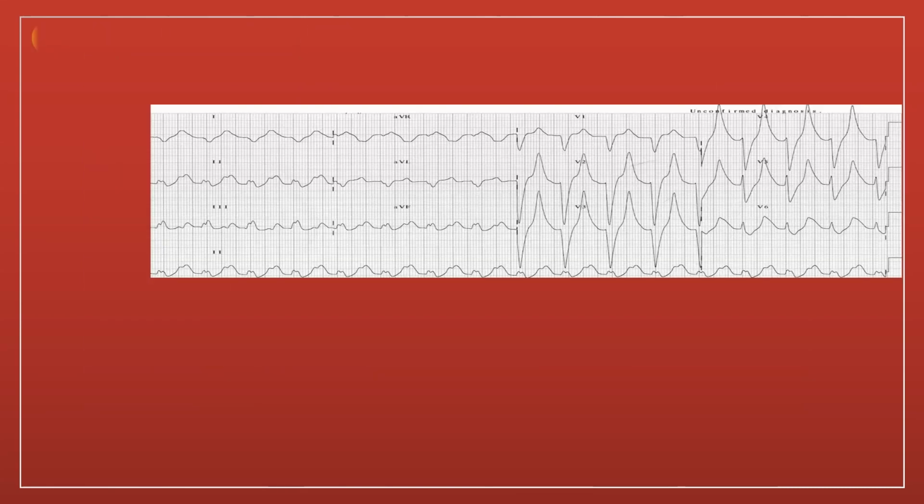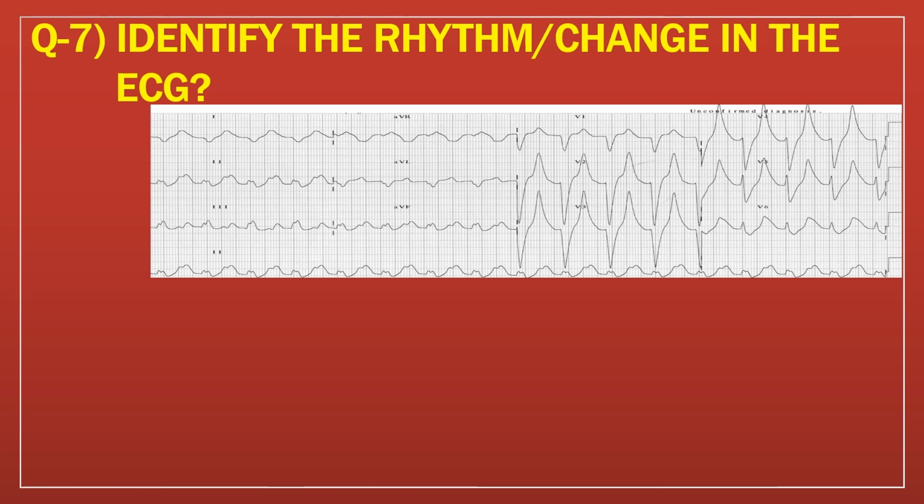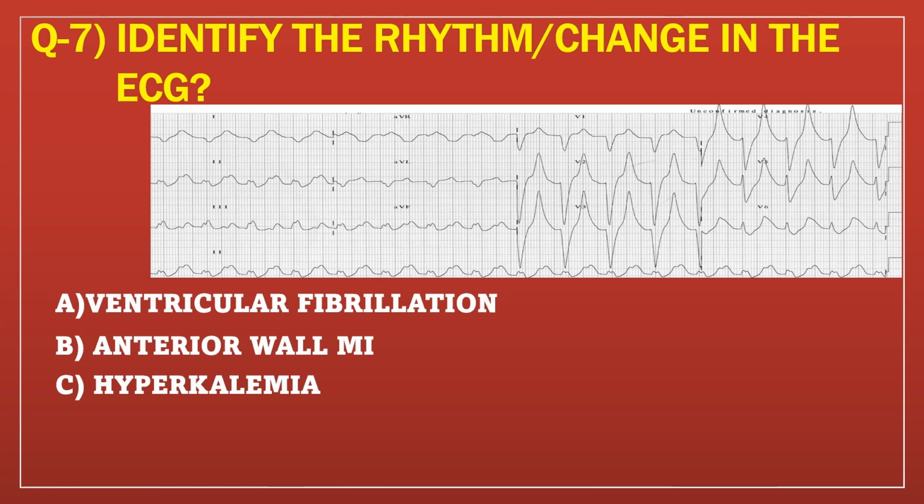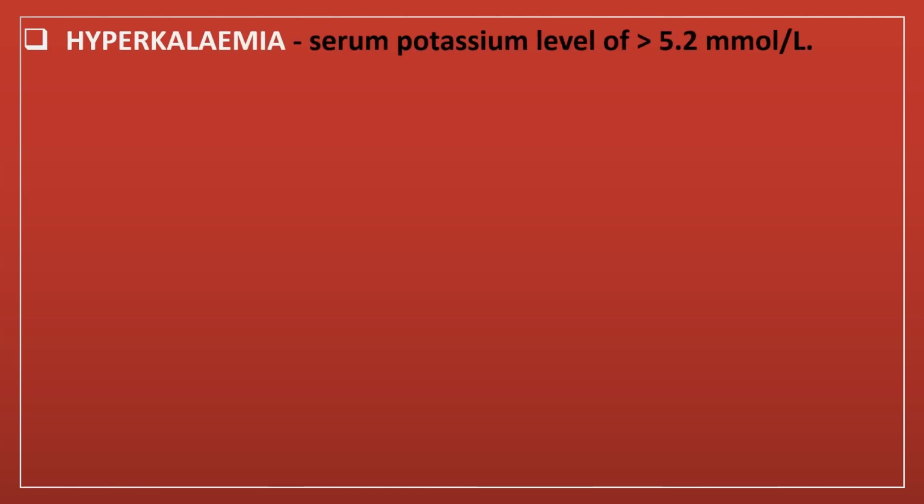Question number 7. Identify the rhythm or change in the ECG. Option A. Ventricular fibrillation. Option B. Anterior wall MI. Option C. Hyperkalemia. And option D. Lateral wall MI. And the correct answer is hyperkalemia. Hyperkalemia is a condition where serum potassium level is more than 5.2 millimoles per liter.